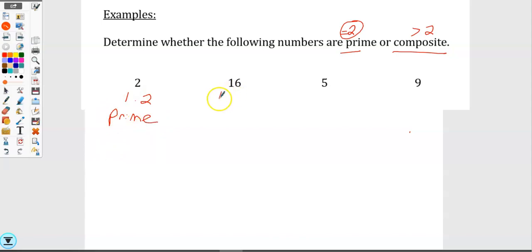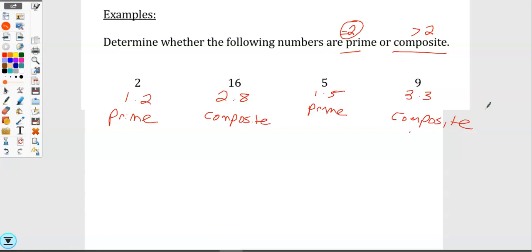When I go to 16, obviously 1 and 16 are factors, but we can also divide it by 2 to get 2 times 8. So because it has another factor besides 1 and itself, it's going to be composite. When we look at 5, the only numbers that we can multiply to get 5 are 1 and 5, so that is going to be prime. And the last thing here is 9. Obviously 1 and 9 work, but we can also do 3 times 3 to get 9, so that is going to be composite.